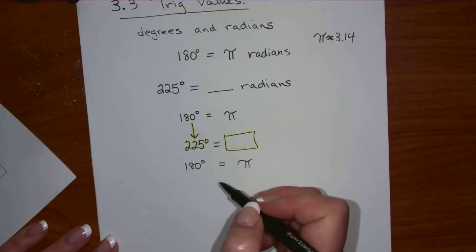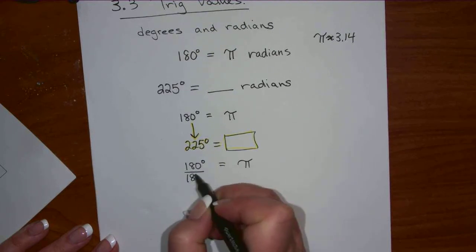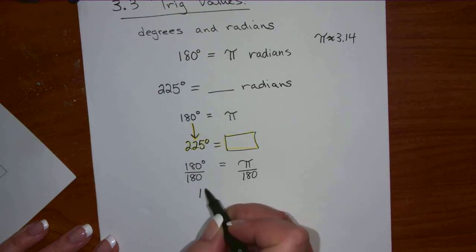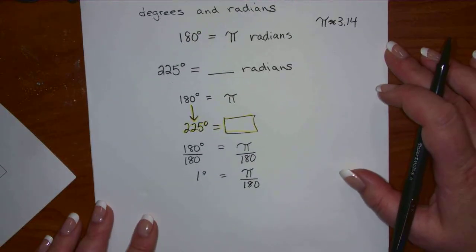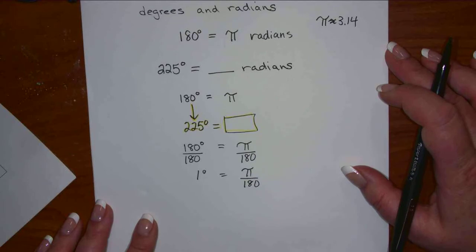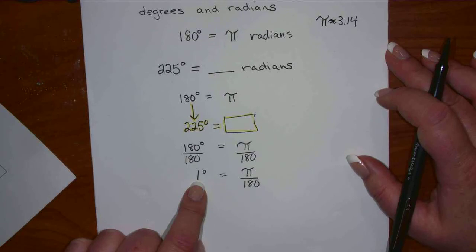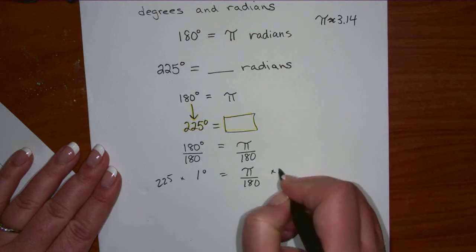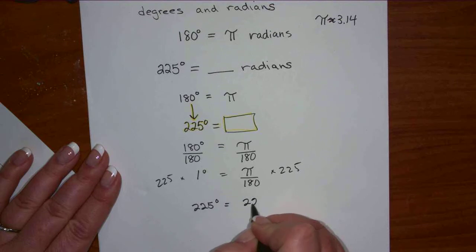So the first step is I could divide both sides by 180. What would that leave me on this side? 180 over 180? 1. Okay, so far so good? I just divided both sides by 180. Now what do I want on this left-hand side? So let's multiply both sides by 225. So 225 degrees is equal to 225 times pi over 180.